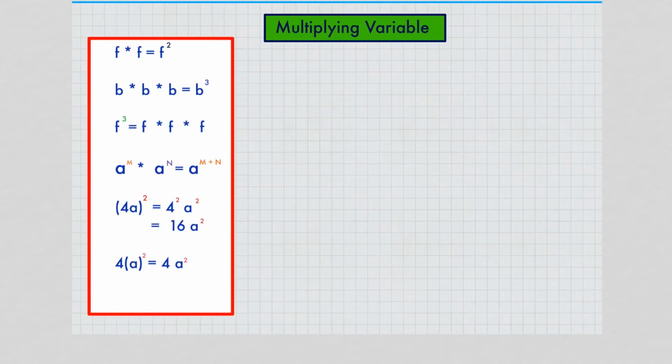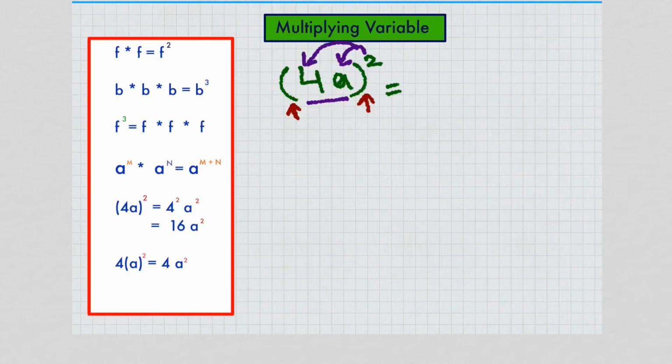After that, the next one is, if you have it in brackets form, like (4a) squared, how would you solve it? This is also a very important rule in Algebra 1. Whenever you have anything with brackets, please always remember, inside the bracket, you need to apply this power to both of these. So this power belongs to the 4, 4 squared, and also to a, a squared. That gives us the answer 16a squared.